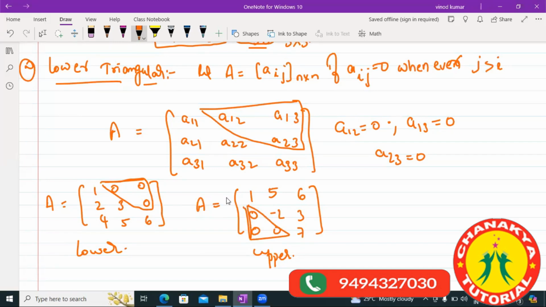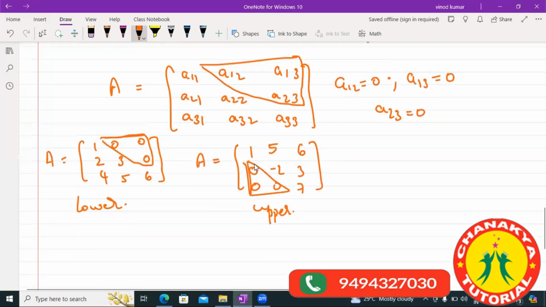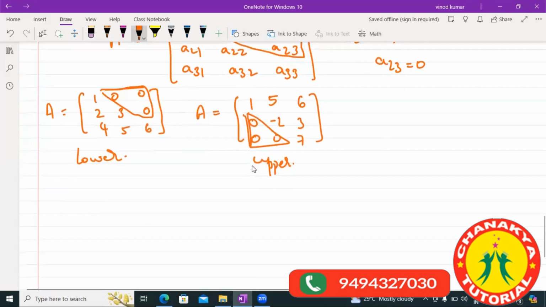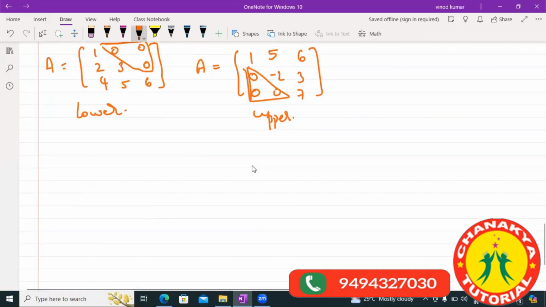A square matrix that is either upper triangular or lower triangular is a triangular matrix. If A is either an upper triangular matrix or a lower triangular matrix, then it is a triangular matrix.